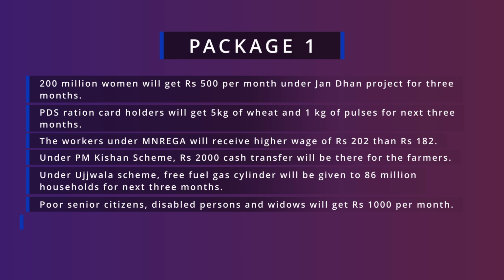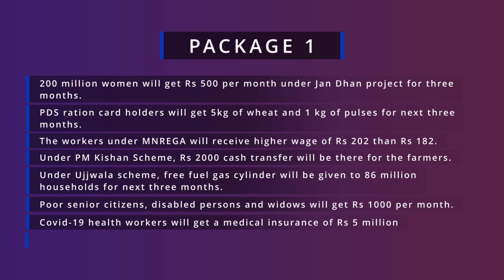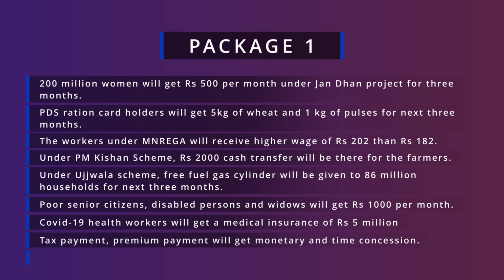for the next couple of months. At the same time, I must say, the BPL ration card holders are also getting 5 kg of wheat and 1 kg of pulse per month at a very subsidized rate, almost zero price. And under the Pradhan Mantri Kisan scheme, the agricultural workers are getting 2000 rupees per month for the next 3 months. The health workers' mediclaim facility was enhanced to a large extent. The small vendors are also getting financial support from the government. So mostly, these are the announcements under Package 1.